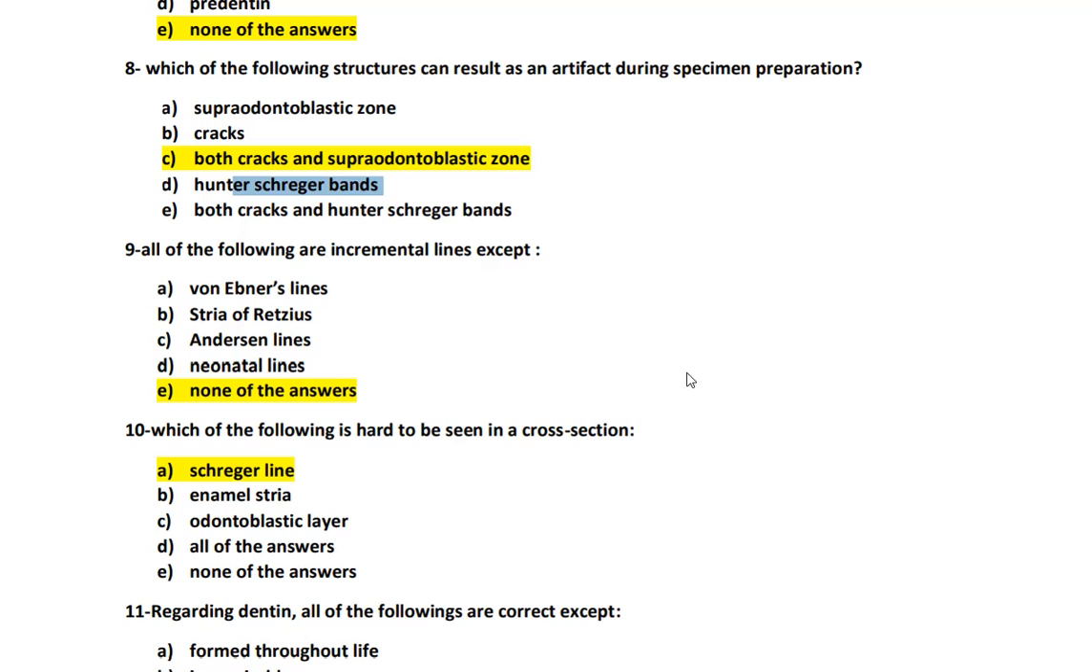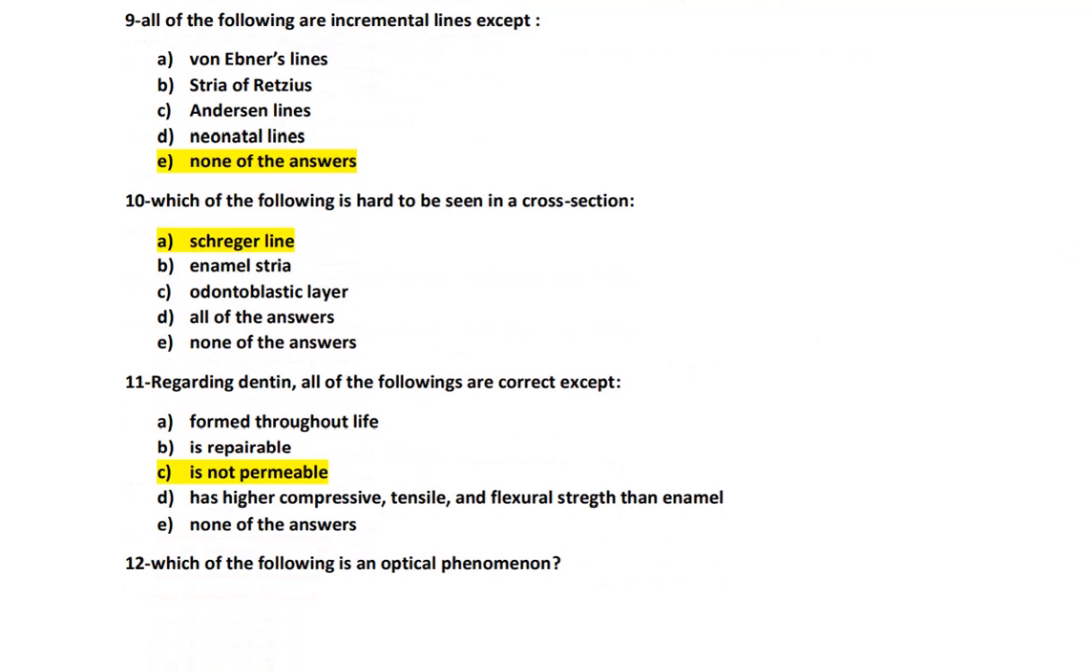Which of the following is hard to be seen in cross section؟ أكيد الشريجر line. الشريجر line أصلا حتى في longitudinal section بشوف عندي بس 1 or 2 lines maximum. الكروس section أبدا ما بنشوف. الإنامل striae of Retzius أكيد بنشوفه. Obviously odontoblastic بنشوفه برضه بالcross sections.